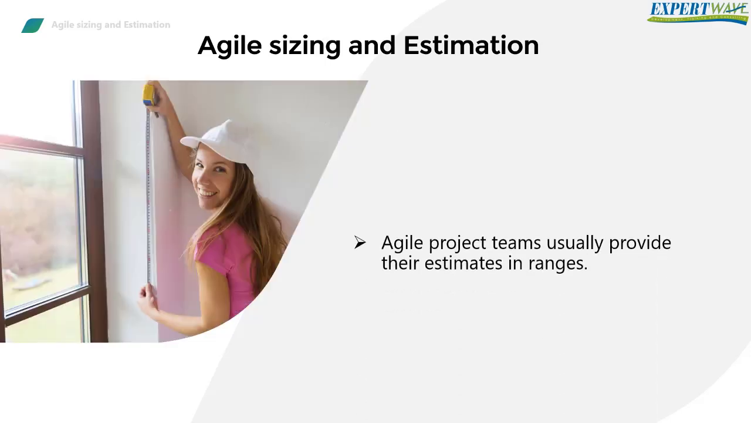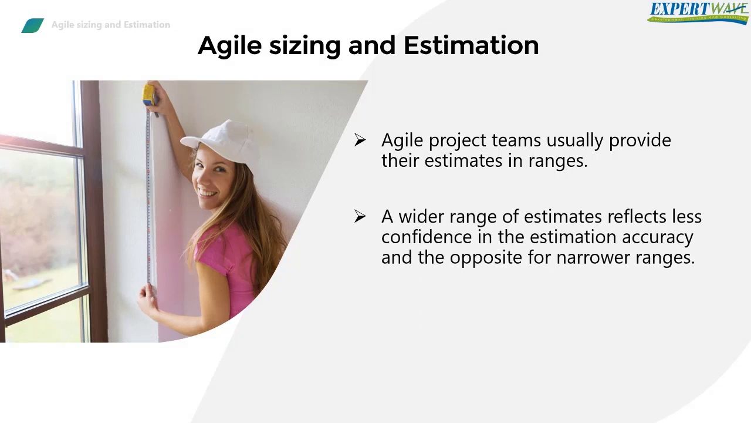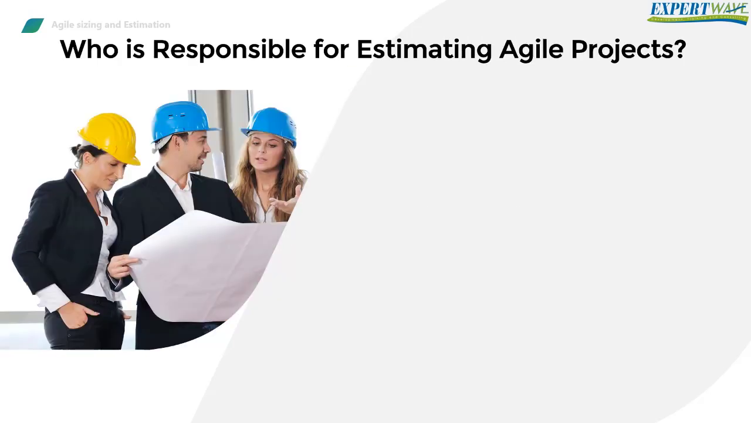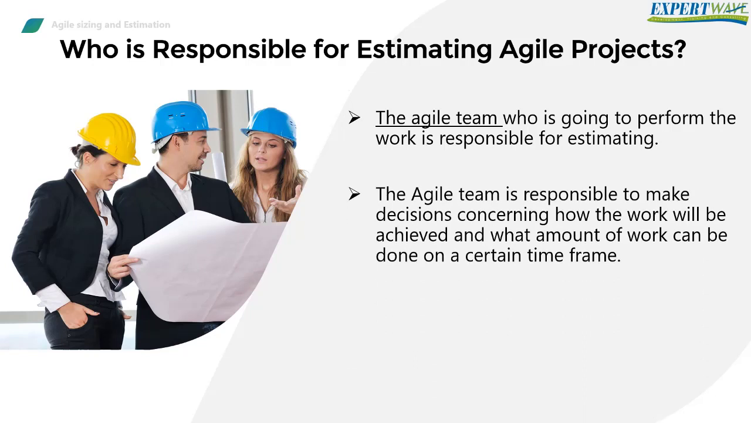The estimation is provided in ranges, and the wider the range, the less confident we are in the accuracy of the estimation, and vice versa. And of course, the estimation ranges get narrower and narrower as the project progresses. It's the project team's responsibility to estimate the effort needed to finish the work and to make decisions concerning how the work will be achieved and what amount of work can be done in a certain time frame.